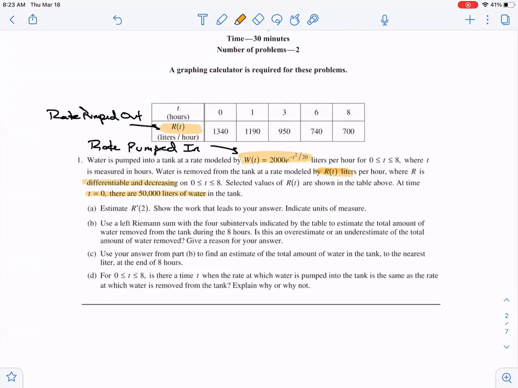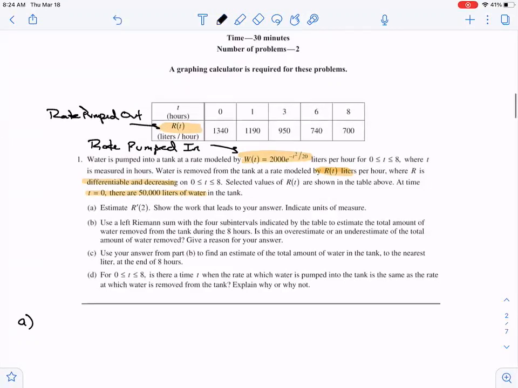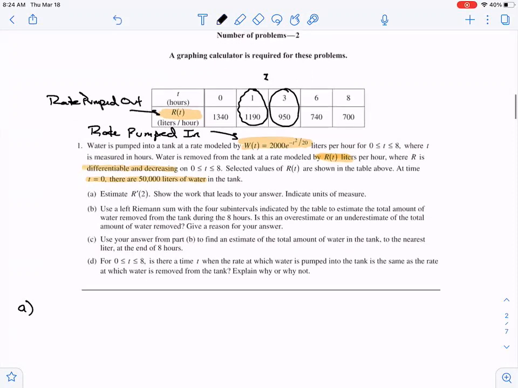Okay, so part A, estimate R prime at 2. So R prime of t, the derivative of R, I'm going to use the information in the table, show the work that leads to your answer, indicate units of measurement. Okay, well, I hope this one is a confidence builder for you. So I'm looking in the table, I notice there is no t value for 2, so I'm going to use the 2 data points closest to 2, time 1 and time 3, and then it's basically just average rate of change.